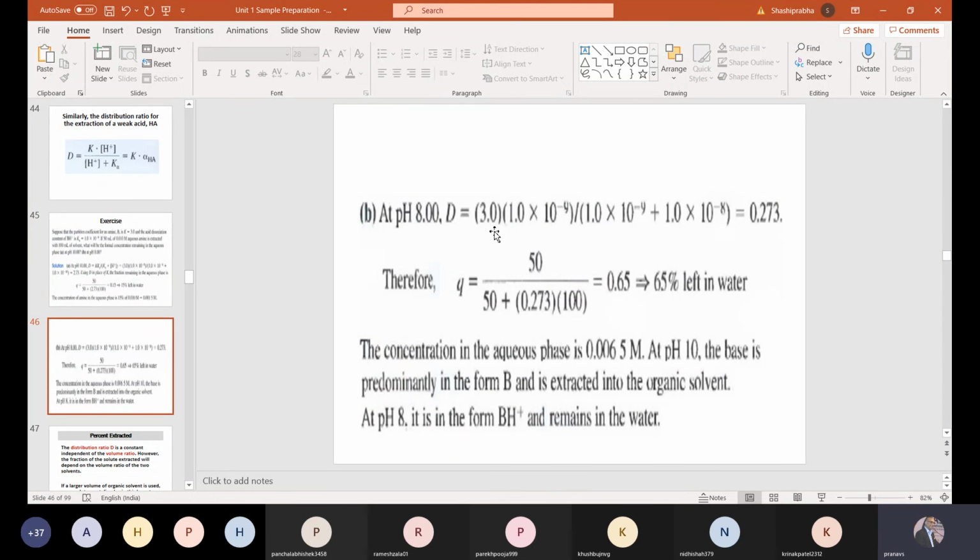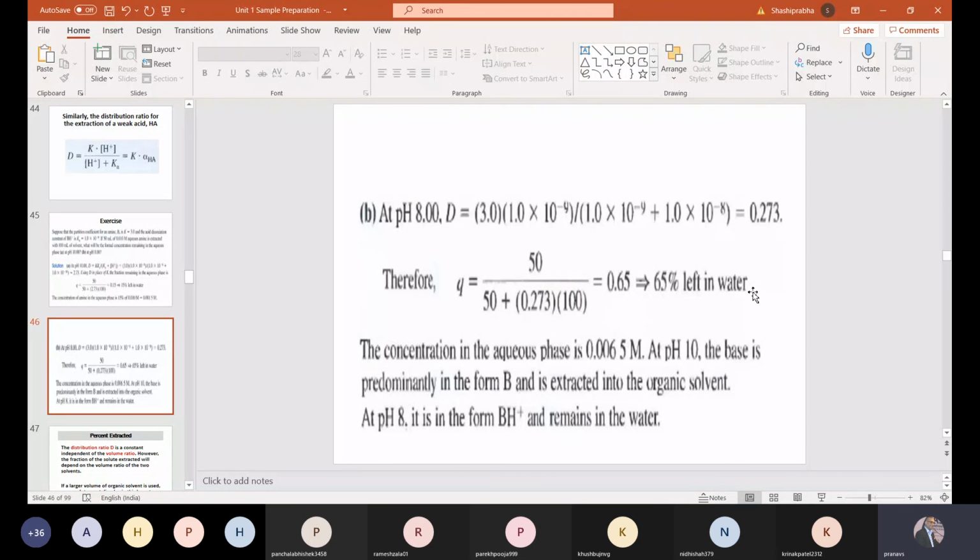D is equal to, we first find D. So D would be this into this, 10 to the power minus 9, that is Ka. But H plus ions at pH 8 would be 10 to the minus 8. So now the D value is 0.273 when the pH is 8. If we substitute this here, keeping everything constant here, 50, 50 and 100, 0.65 is the fraction which remains, which is equal to 65% remaining in the aqueous phase.